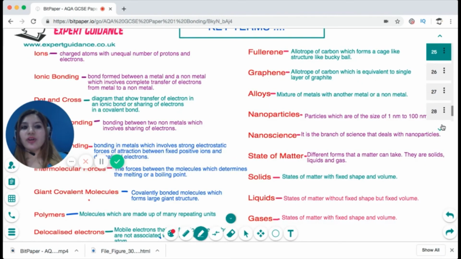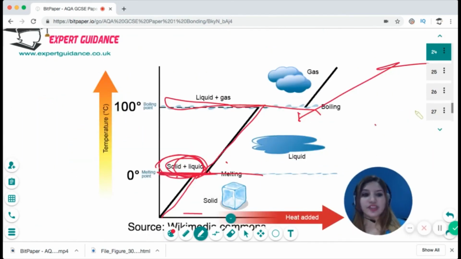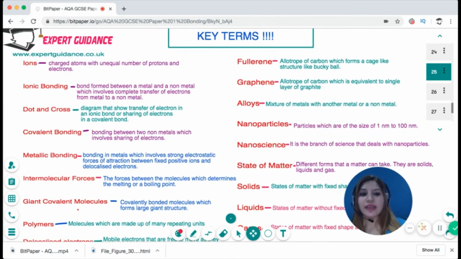Okay, so I hope all these terms, all this topic is crystal clear to you. Now there's time for the key terms we have seen in this topic.